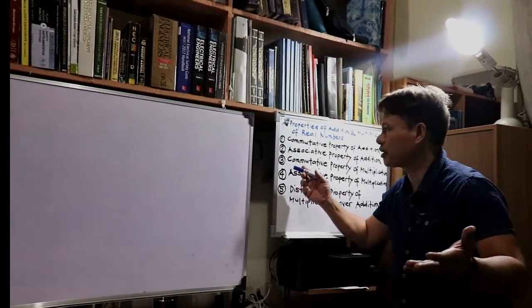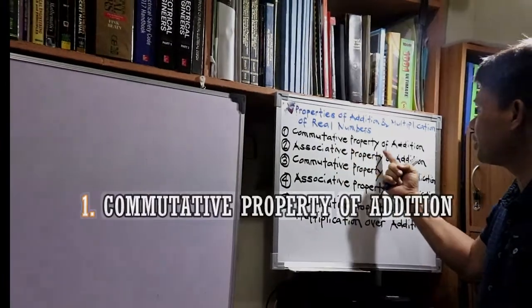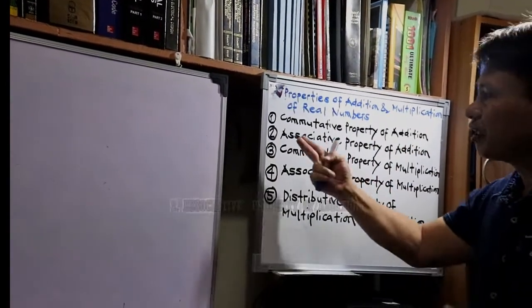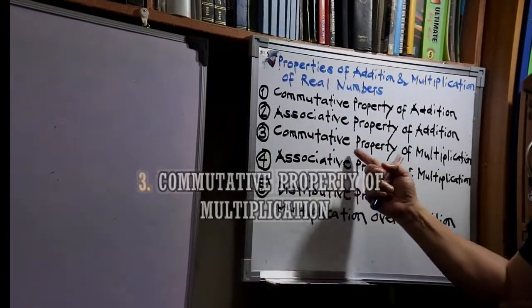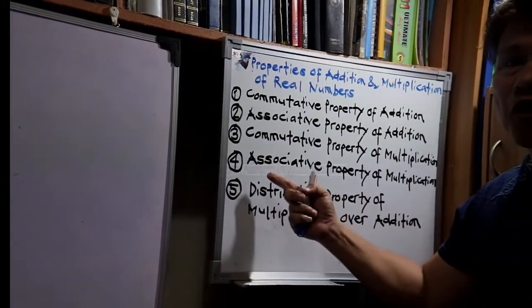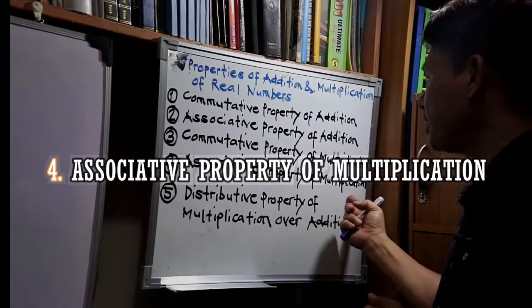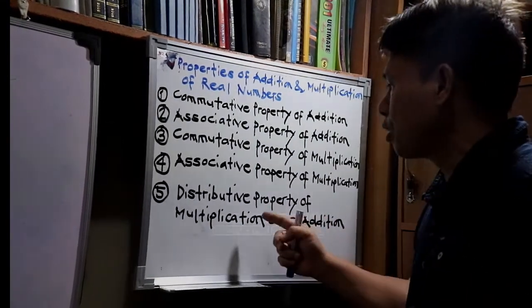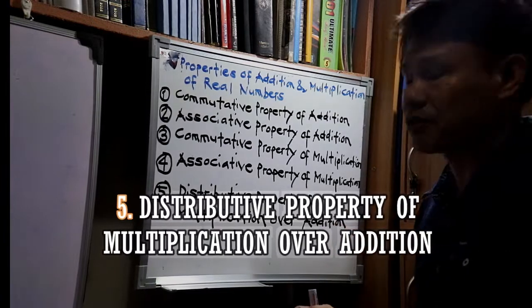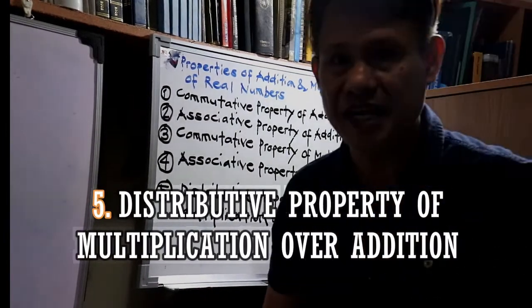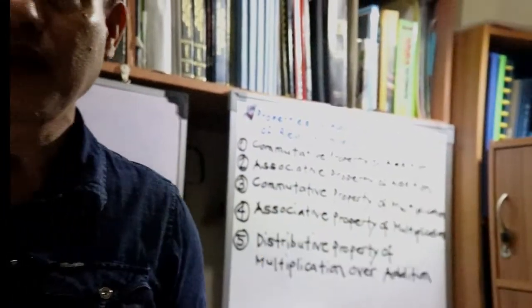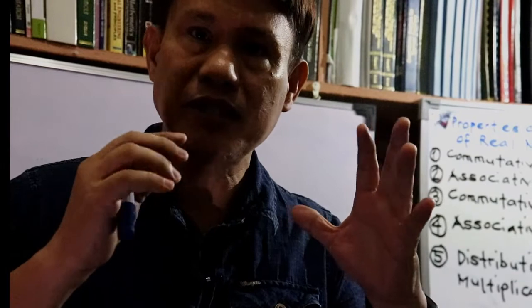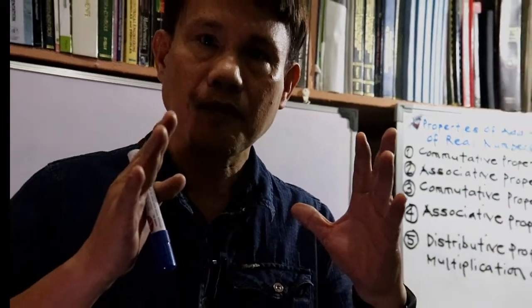We have the properties of real numbers. Number 1, we have the commutative property of addition. Number 2, we have the associative property of addition. Number 3, the commutative property of multiplication. Number 4, we have the associative property of multiplication. And number 5, we have the distributive property of multiplication over addition. Okay? So we have five properties of real numbers.